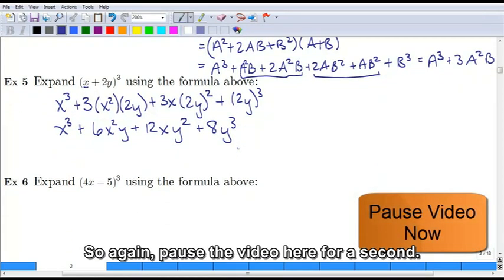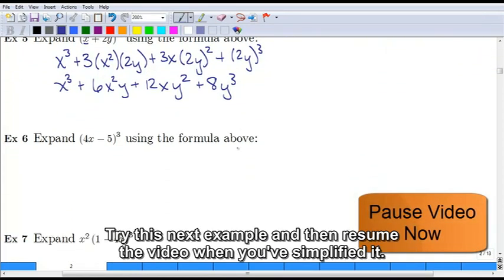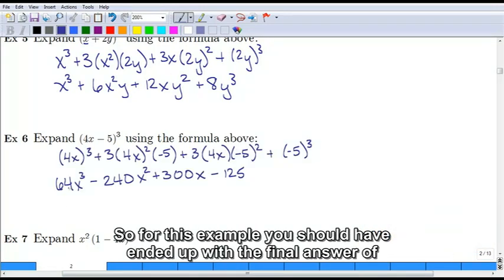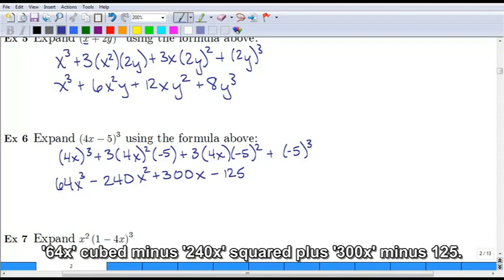So again, pause the video here for a second, try this next example, and then resume the video when you've simplified it. So for this example, you should have ended up with a final answer of 64x cubed minus 240x squared plus 300x minus 125.